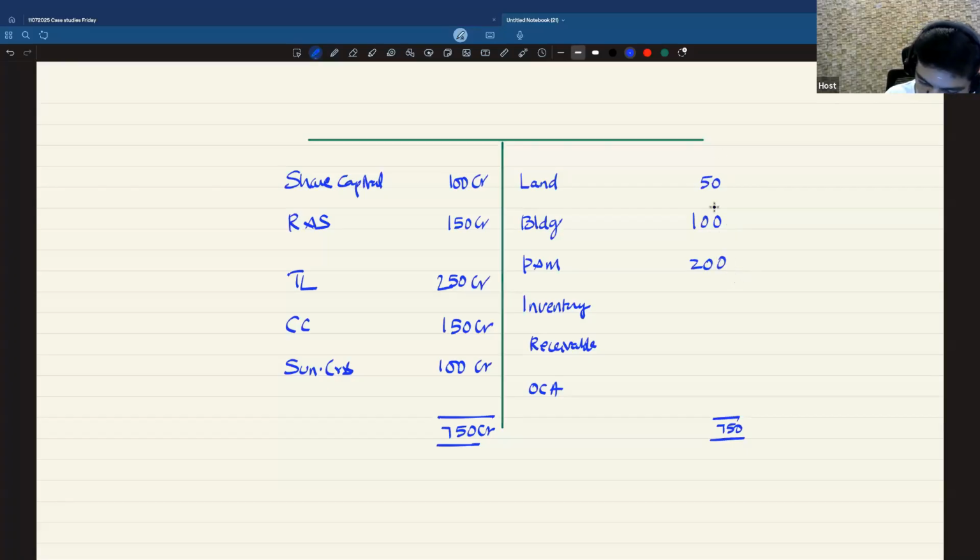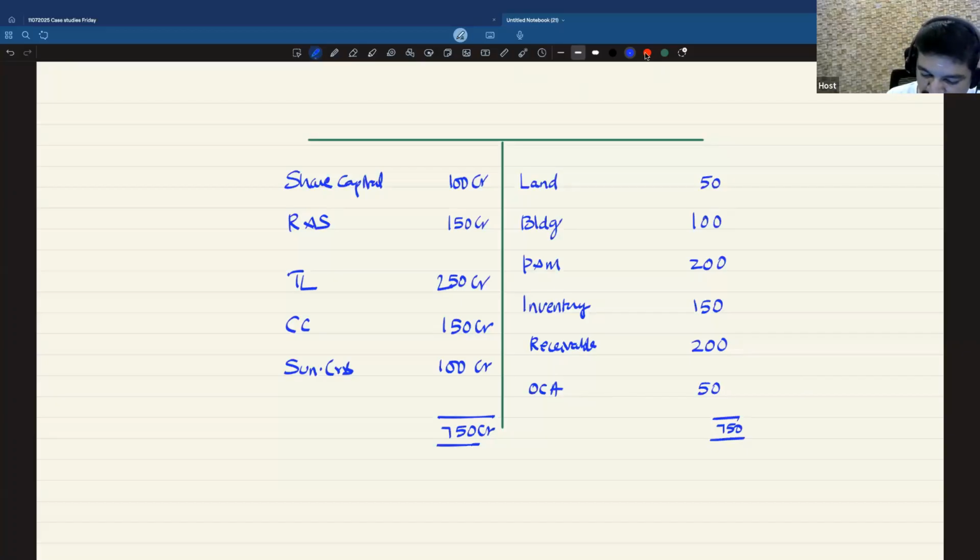So what is the overall position now? It's around 350 crore. And on the inventory, what they have spent is 150 crore. On the receivables, what they have spent is 200 crore. Other current assets is 50 crore. Is it totaling to 750? Can someone confirm? 350 plus 150 plus 200 plus 50. Yeah, this is totaling to 750 crore.